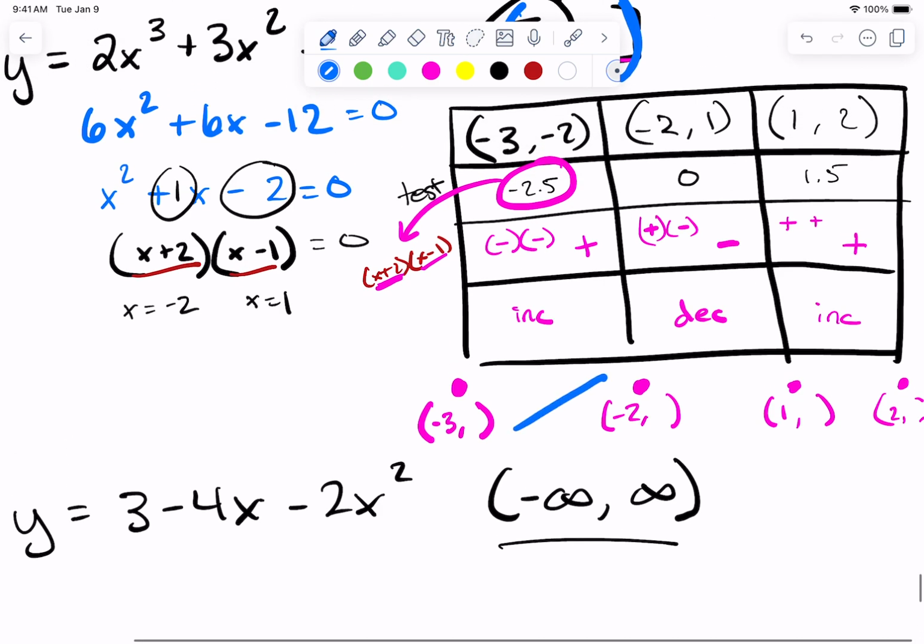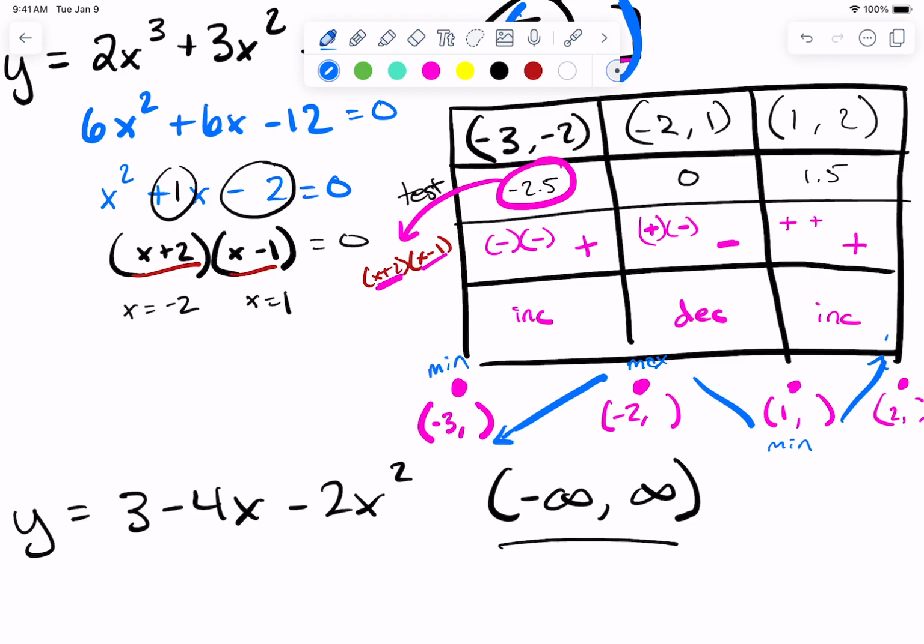All right, this guy is increasing, decreasing, increasing. So this one's going to be a max, and this one's going to be a min. But then we've got to figure out which one's the abs max and abs min and all that good stuff. Okay, this guy is going to be a min right here because he's down, right?